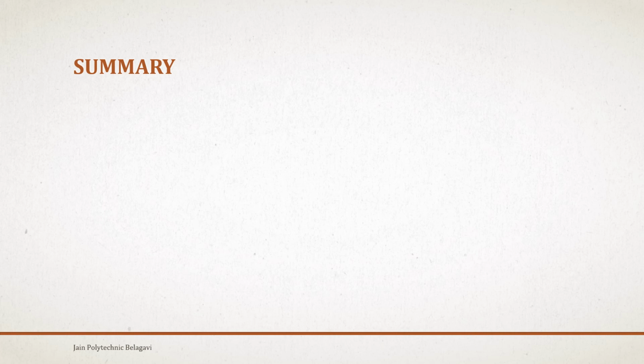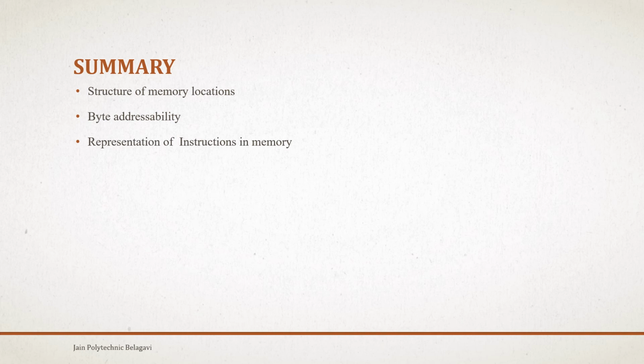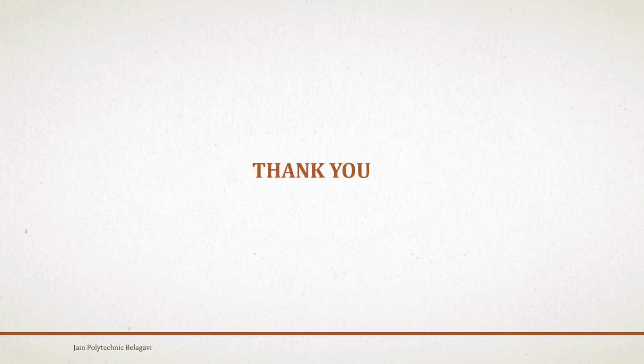Now let's go to the summary of what we have discussed in this lecture. In this session we have studied the structure of memory locations, that is how the memory location is structured and how information is stored. Next we studied byte addressing, how addresses are given to each of the bytes, and also the representation of instructions in memory. And we also studied Big Endian and Little Endian assignments. Thank you.